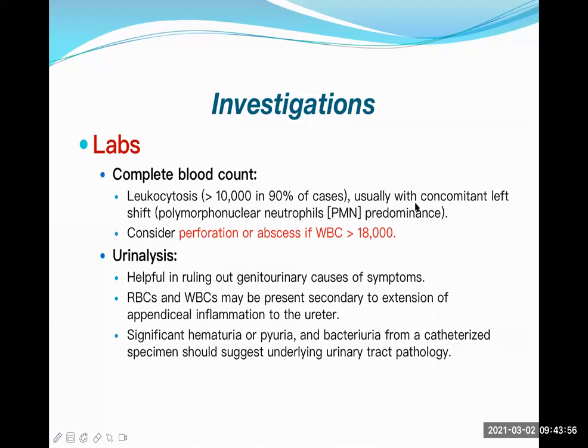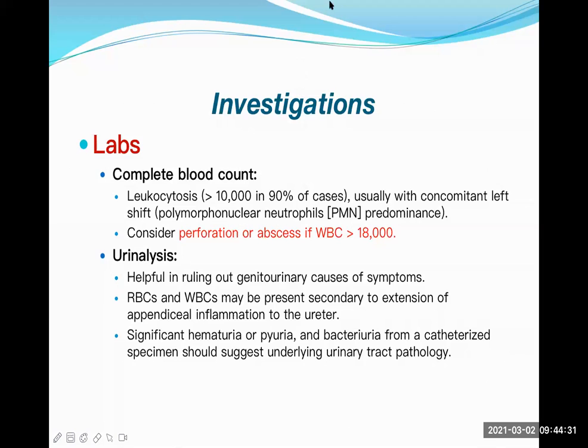If we analyze, there is usually a left shift in case of leukocytosis, that is predominance of the neutrophils, and among them the immature type of neutrophils are relatively more common. Consider perforation or abscess if the WBC count is very high. That means consider a more serious type of infection if the WBC count is very high, like abscess formation there.